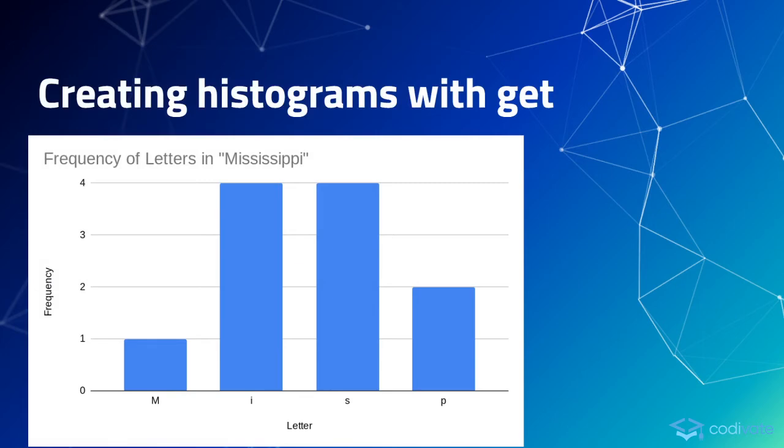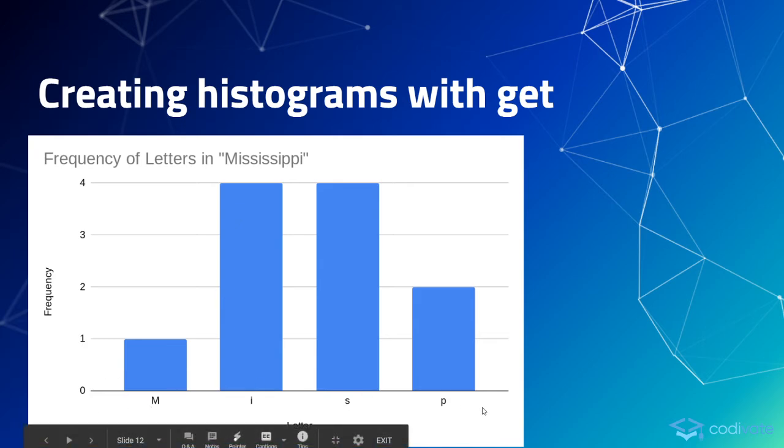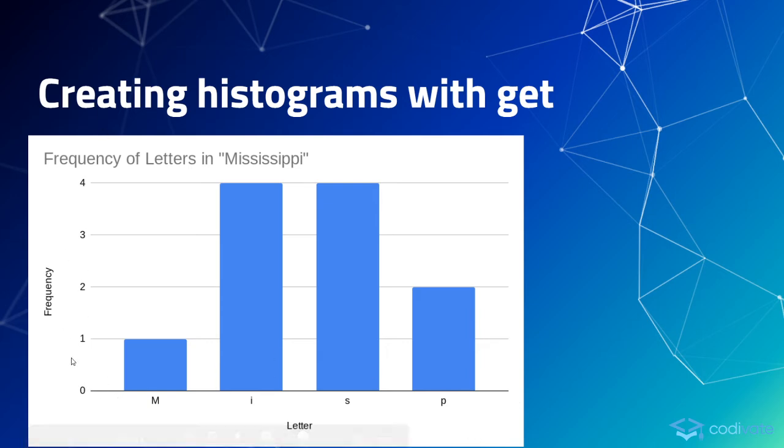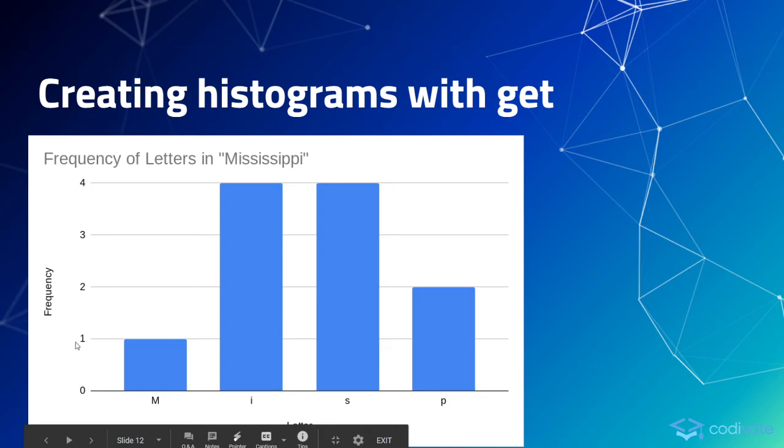One thing that this get method is very useful for is creating histograms, and we'll look at the algorithm that we use. So before that, let's just review what a histogram is. A histogram is commonly used in data analysis and statistics. It has a bunch of items on the x-axis, or the horizontal axis, and on the y-axis, we have the frequency of how often each one of these items occur.